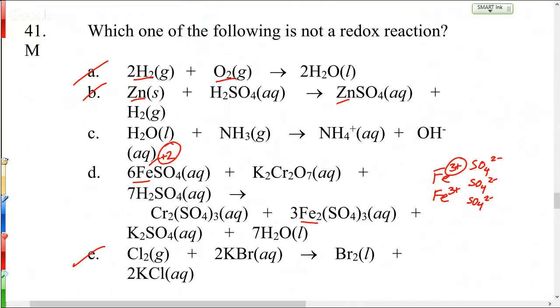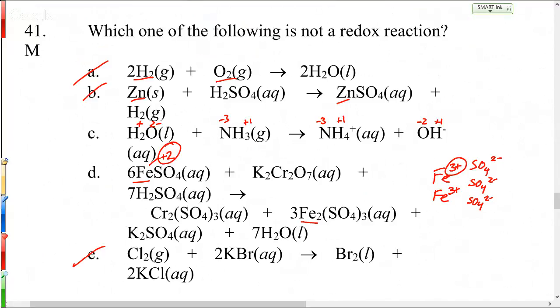And C is the one that is not a redox reaction. What's happening there is actually an acid-base reaction. It's not a kind that we've looked at, but it's considered an acid-base reaction. Hydrogen's always going to keep a +1 oxidation state. Oxygen -2, ammonia -3, or nitrogen -3. If we went through and assigned all those oxidation states, we would figure that out.